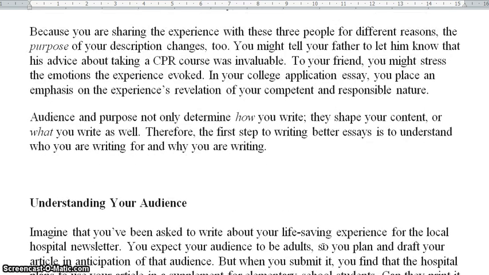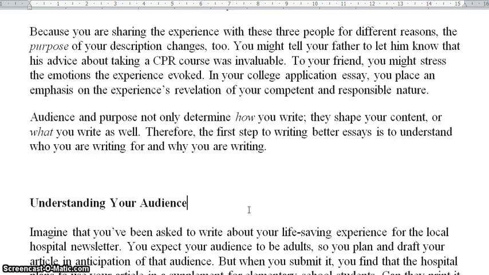Because you're sharing the experience with these 3 people for different reasons, the purpose of your description changes too. You might tell your father to let him know that his advice about taking a CPR course was invaluable. To your friend, you might stress the emotions the experience evoked. In your college application essay, you place an emphasis on the experience's revelation of your competent and responsible nature. Audience and purpose not only determine how you write, they shape your content, or what you write, as well. Therefore, the first step to writing better essays is to understand who you're writing for and why you are writing.